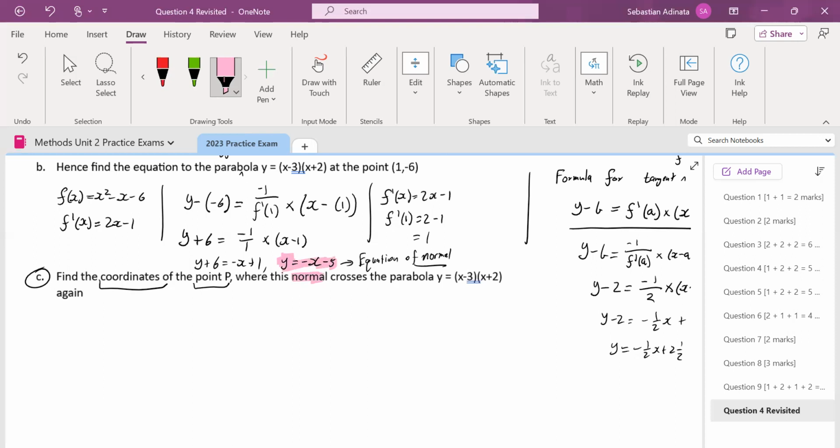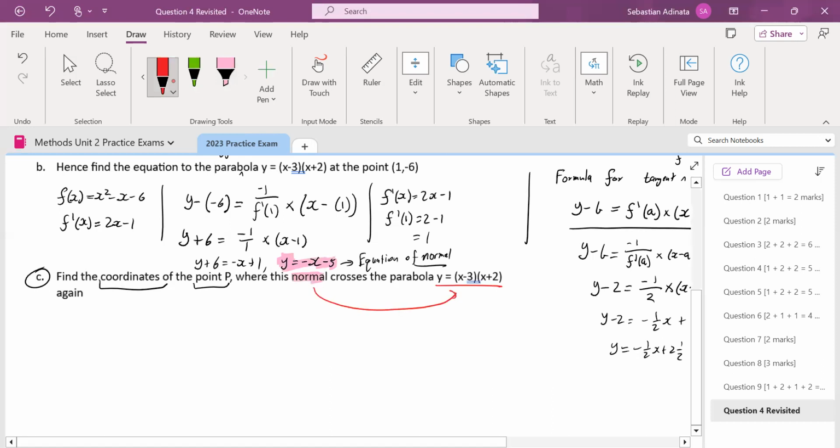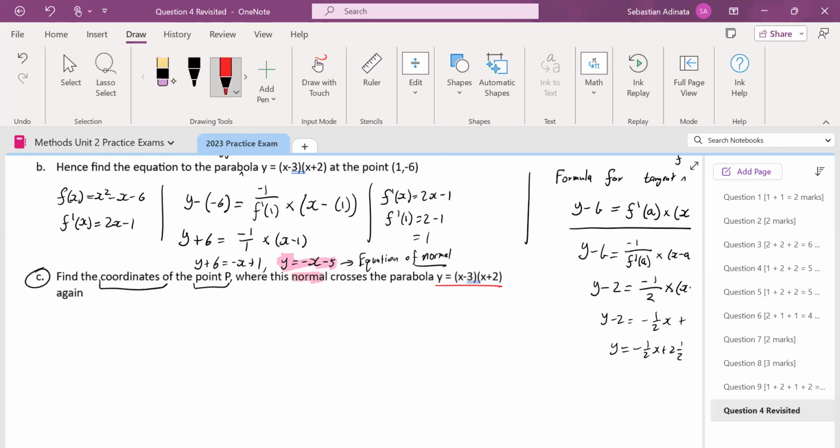Crosses the parabola, y equals this. So we want these guys to meet again. And this makes sense because in order to be a normal, you must meet it at least once, and just so happens that it meets twice. So the point P, we don't know.